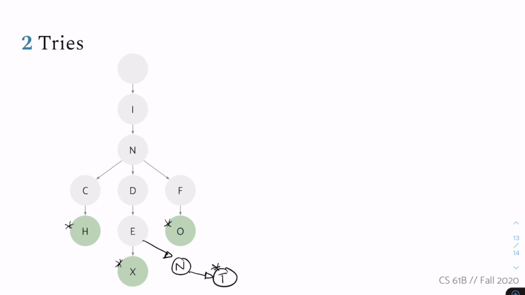Up here, now we can add inches, and we can do the same thing. So we have I, N, C, H, and then there's nowhere left to go, so we have to add nodes for the E and the S. And the S gets marked as the end of a word.